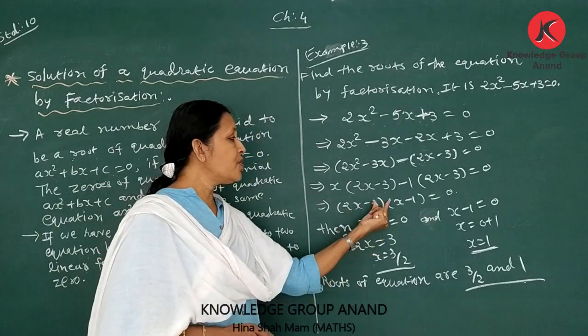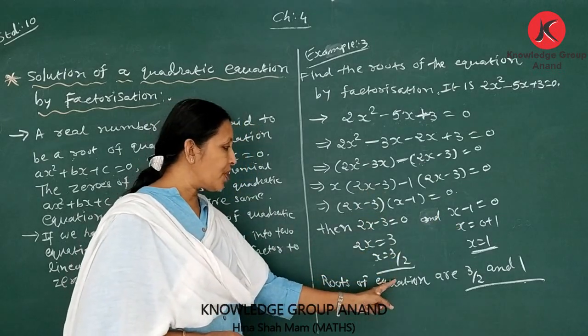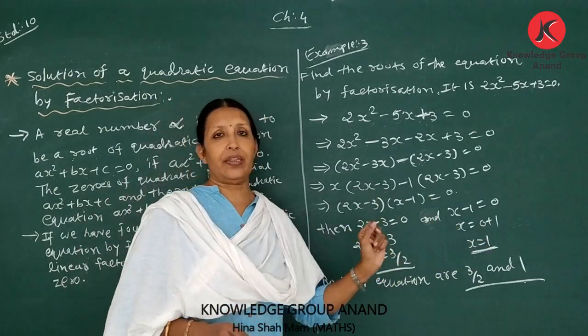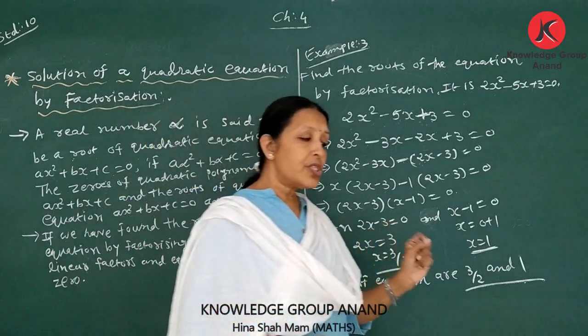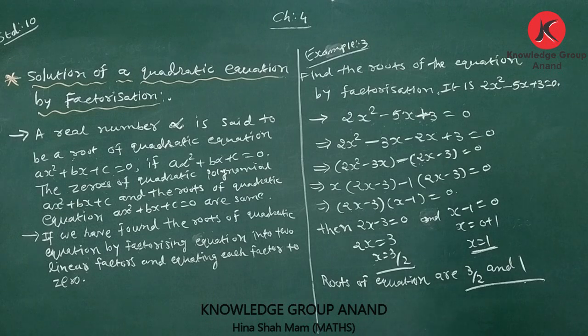2x - 3 = 0 and x - 1 = 0. Then we get x = 3/2 and x = 1. Therefore, the roots of the quadratic equation are 3/2 and 1.